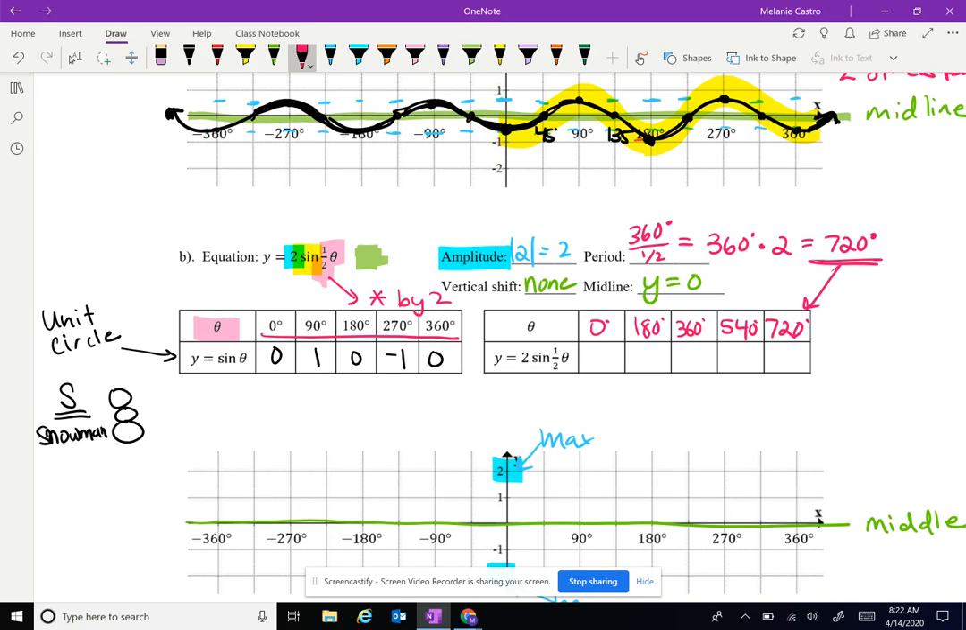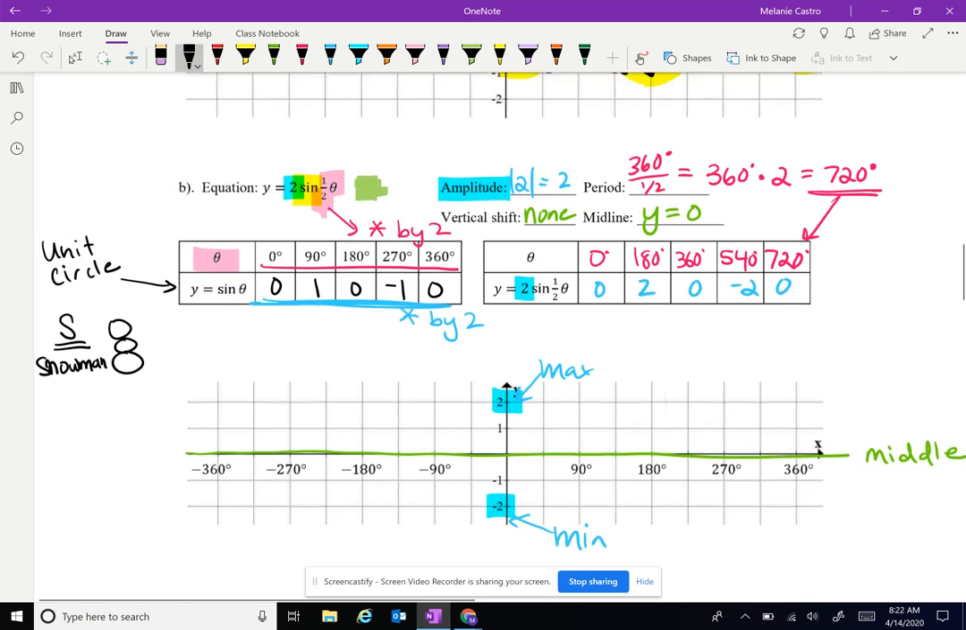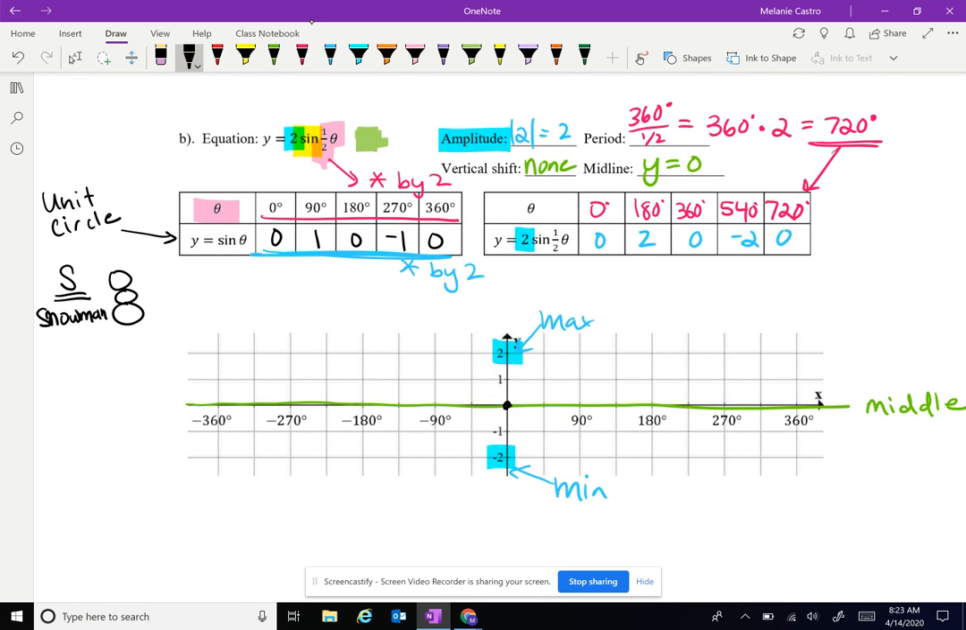For our amplitude, amplitude's always positive, but we're going to multiply by whatever number's in front here to figure out our new y values. So since it says times 2, I'm going to multiply all the y values by 2. So 0, 2, 0, -2, and 0. And then once we do that, we graph those. So at 0, we're at 0. At 180, we're at 2. At 360, we're at 0.